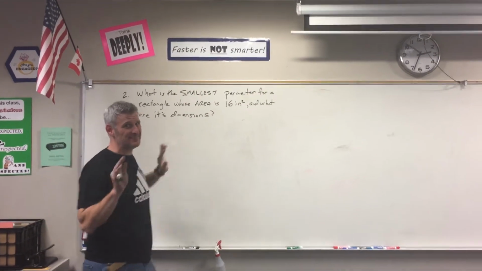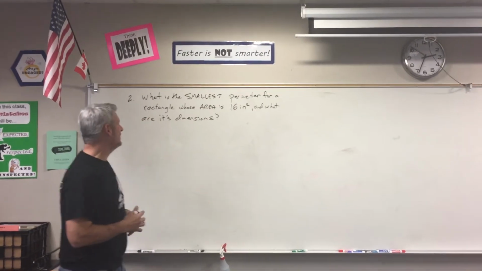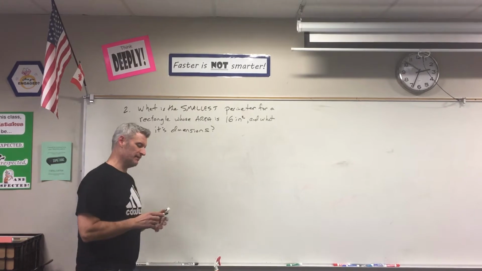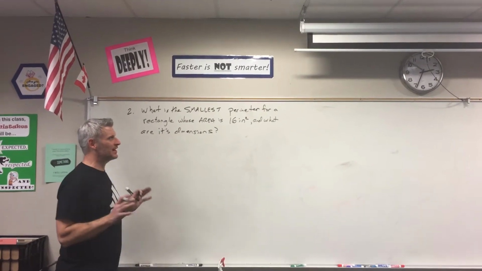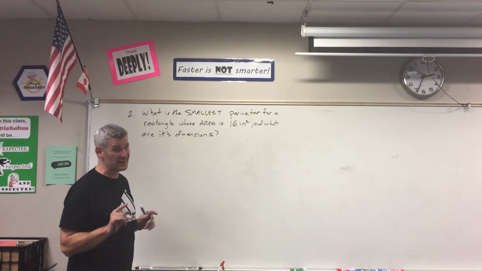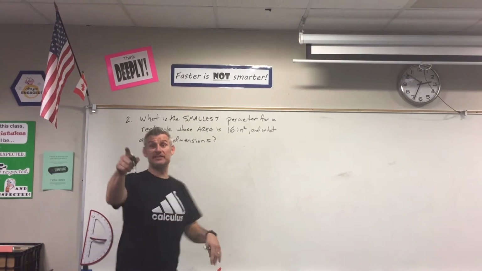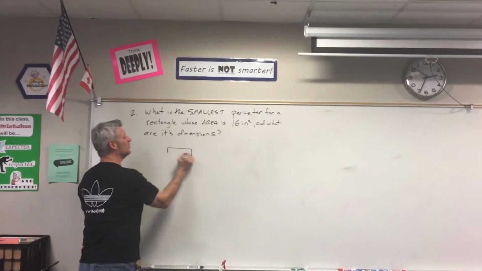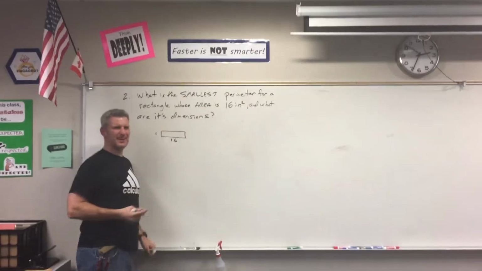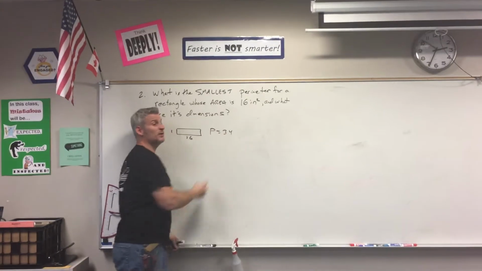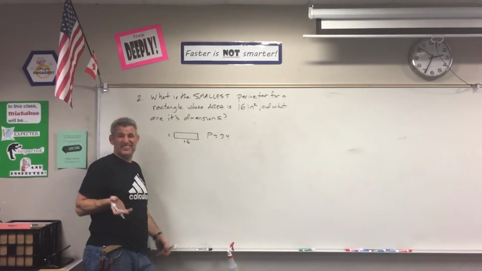So our rectangle has to have an area of 16 inches squared. And what are its dimensions? I'm trying to minimize the perimeter of this rectangle. Now you can think about a lot of different rectangles that have an area of 16, like 16 and 1. So you could have a 1 by 16 rectangle, but that's got a perimeter of 34. Maybe that's the smallest perimeter possible for an area of 16.